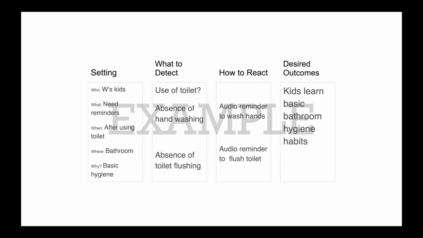Then we go to the third column, basically how do you react to it. In this case, it would be straightforward. You could do an audio reminder, you could have a display, or some sort of reminder to the kids to actually do the basic hygiene steps. So it could be an audio reminder to wash their hands, or an audio reminder to flush the toilet. And the desired outcome is that the kids actually do these things and learn basic bathroom hygiene habits.